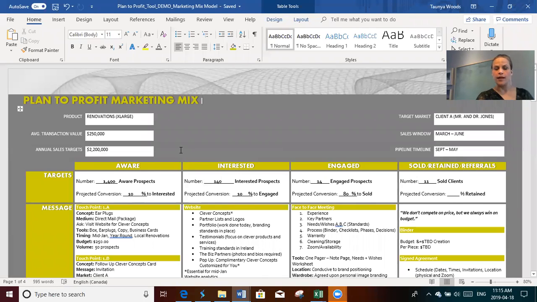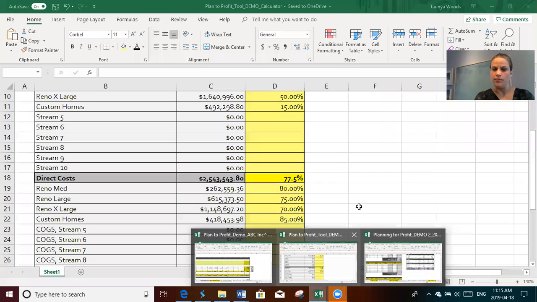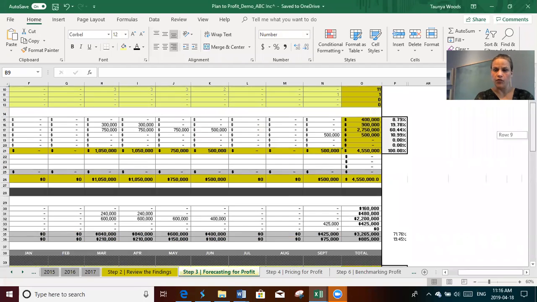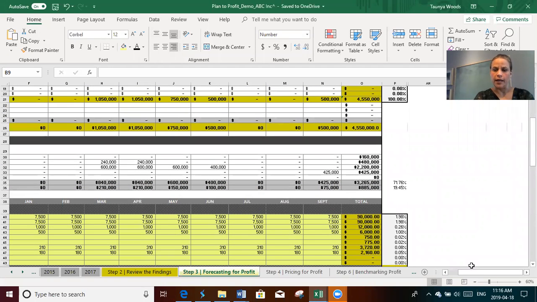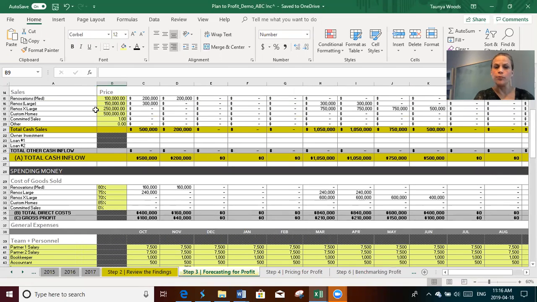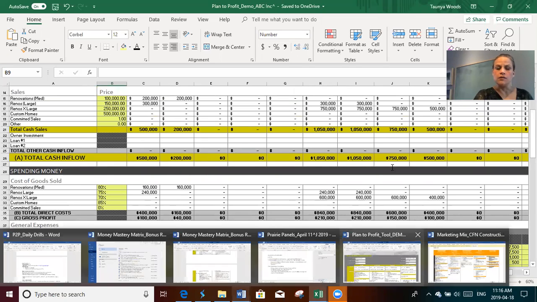So this is where we get into marketing math. I want you up here in the top left-hand corner to write down the product that you are actually preparing the marketing mix for, your average transaction value here, 250,000. And if any of these numbers are sounding unfamiliar to you, go back to your forecasting for profit because they're all here. So total sales that we were looking for right here, 2,200,000. And you recall that we put our price point right there. So you find all of these numbers in your tab 3. So you're putting that number in here.